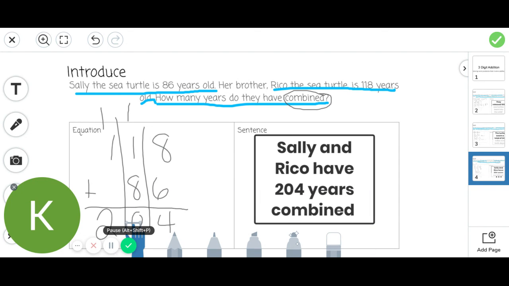Next is your turn. Give the problems in your Explore a try on Miss Bloat and Miss Walton's page. See how you do.